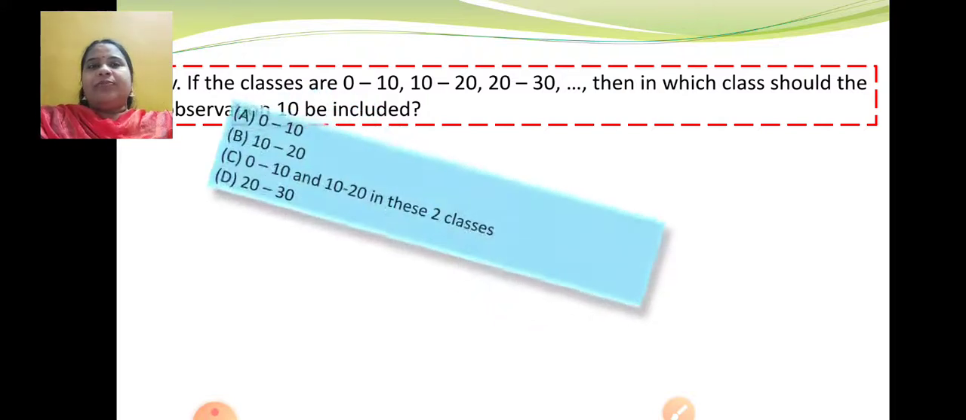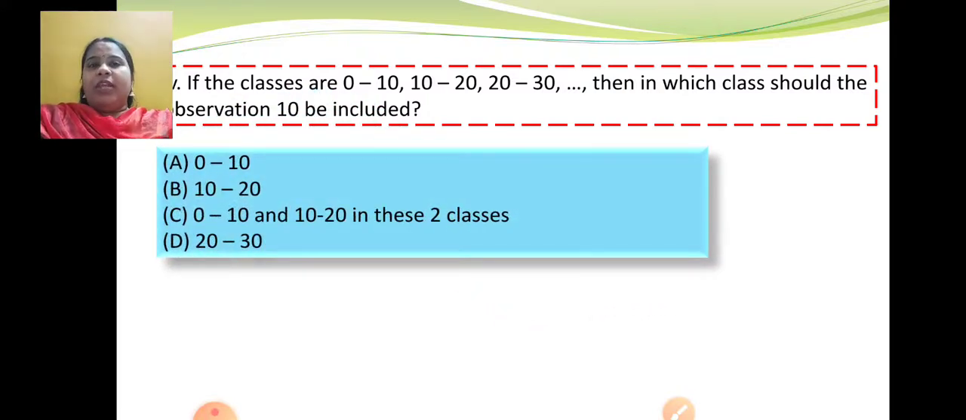Let's see the options for this. The options are 0 to 10, 10 to 20, 0 to 10 and 10 to 20 in these 2 classes, and 20 to 30. Now, what is the question asked? In which class should the observation 10 be included? Now 10 is not included in 0 to 10. These are continuous classes, so the upper limit is not to be taken. This 10 is included in the class 10 to 20. Out of these 4 options, which one is the correct one? Option B, that it is included in the class 10 to 20. I hope this concept is clear. It is based on the definition of non-continuous and continuous classes.